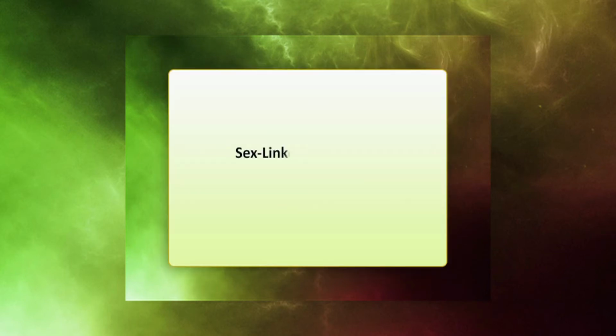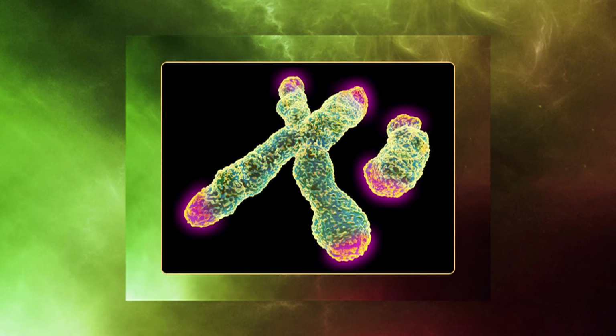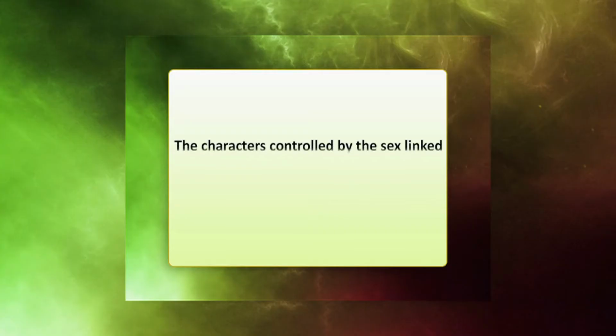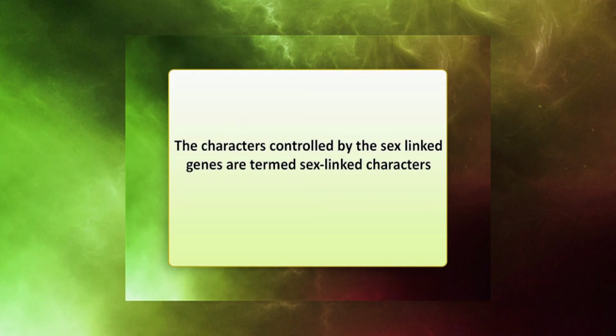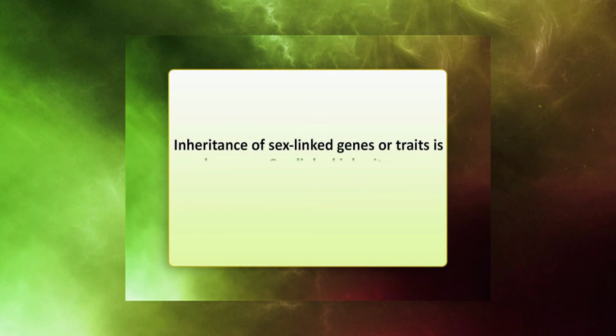Now, let us discuss the third part of today's topic, that is sex-linked inheritance. The sex chromosomes X and Y, besides carrying the sex-determinant genes, also bear genes for several other characters. These additional genes travel along with the sex-controlling genes from generation to generation and are therefore called sex-linked genes. The characters controlled by the sex-linked genes are termed sex-linked characters. Inheritance of sex-linked genes or traits is known as sex-linked inheritance.